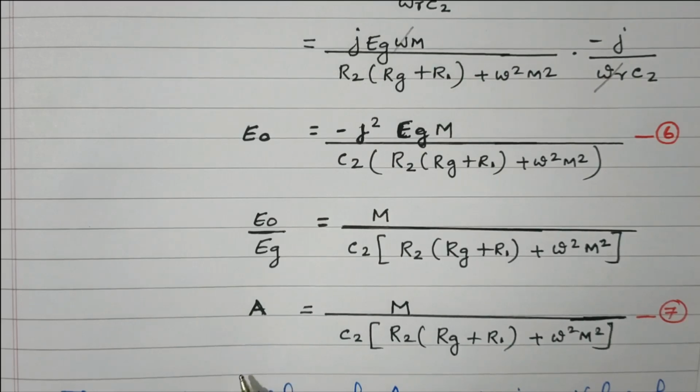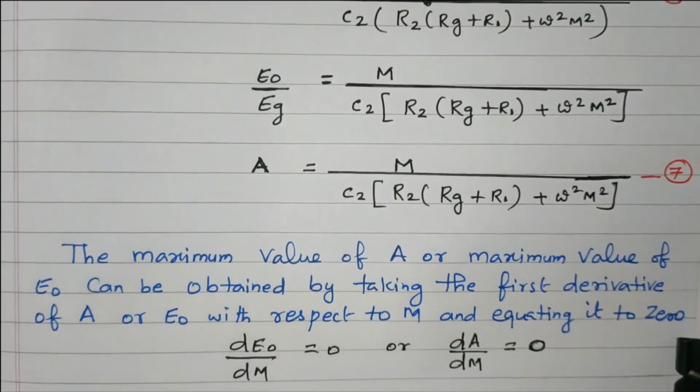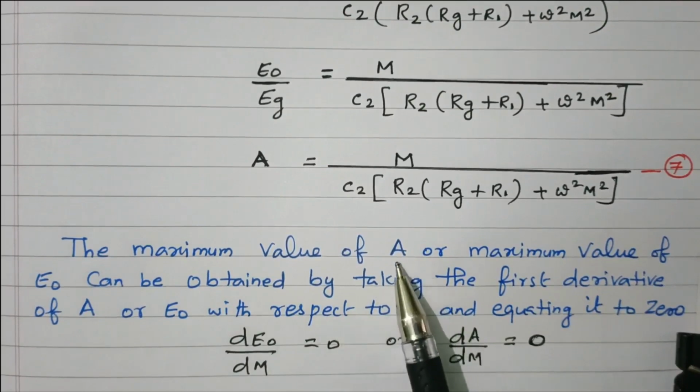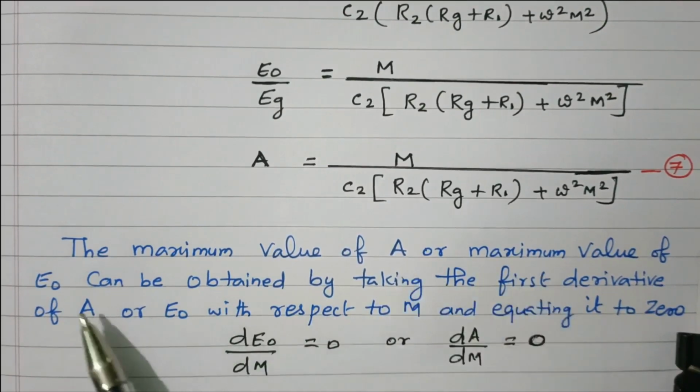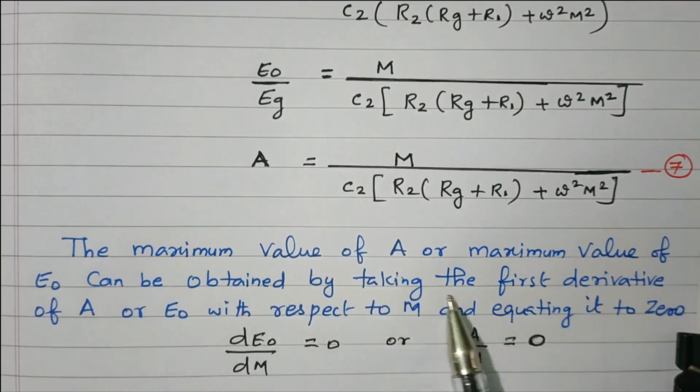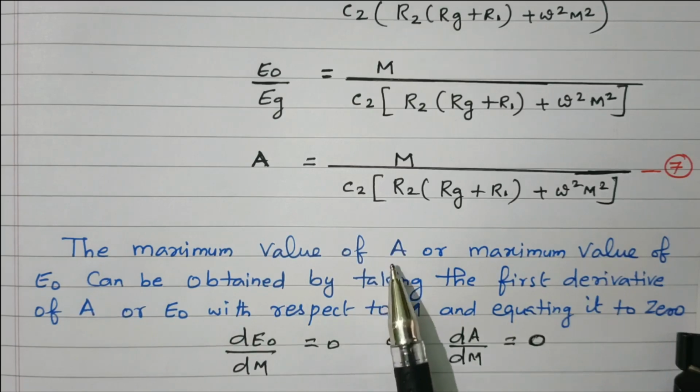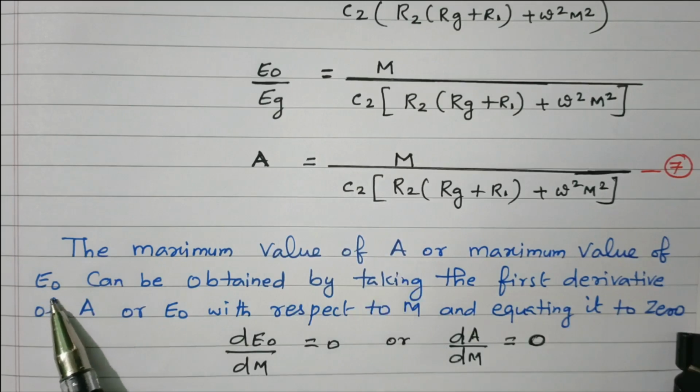So we calculated first the secondary current I2, then the secondary current at resonance. By using that I2 we calculated the output voltage E0. From that we calculated the amplification factor. Now we'll go for the maximum value. The maximum value of A, that is the amplification factor, or the maximum value of E0 can be obtained by taking the first derivative of A or E0 with respect to m and equating to 0. Right. So now we are going to find the condition for maximum value of amplification factor and output voltage E0.